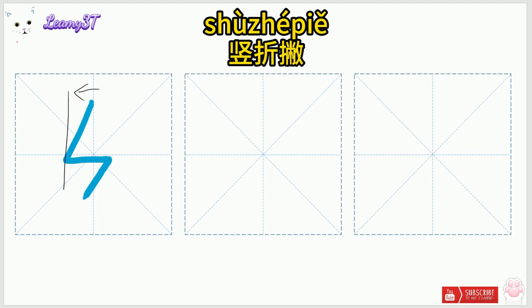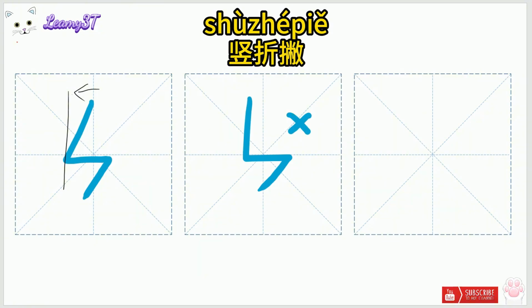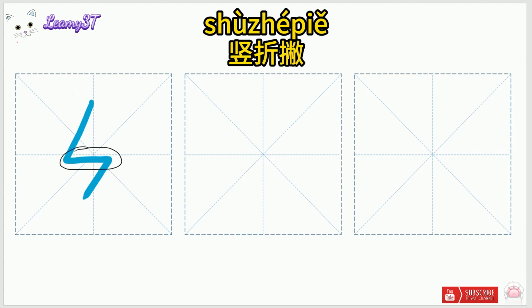It must not be vertical like this, which is wrong. The heng, after the turn, should extend past the top of shu, but not too long. These two can be parallel or nearly parallel in angle. And the last pian should not go over the middle of heng.